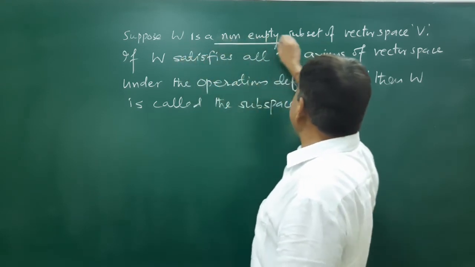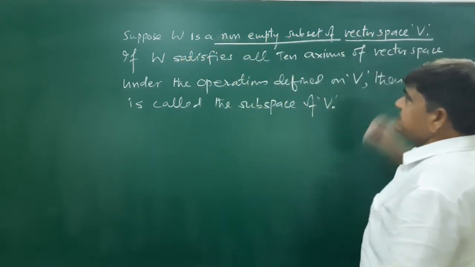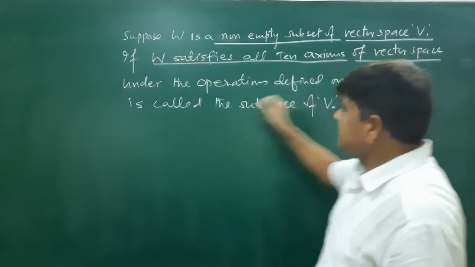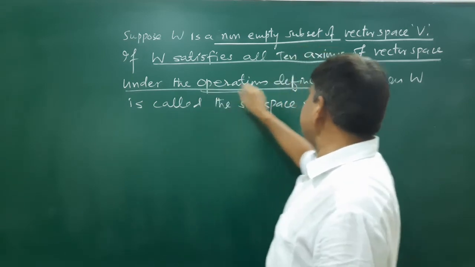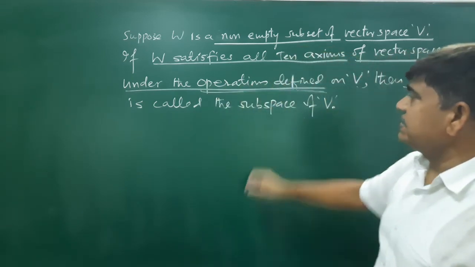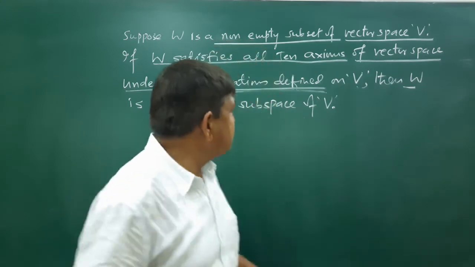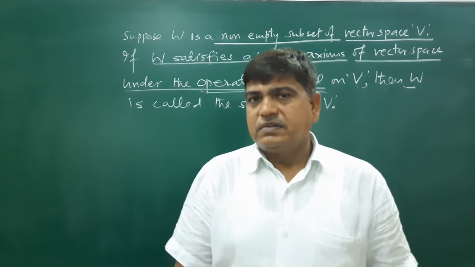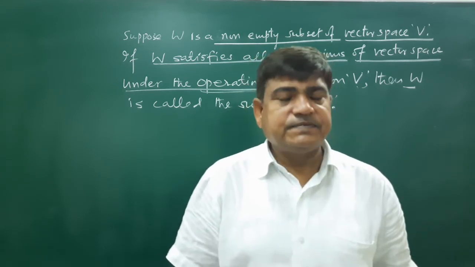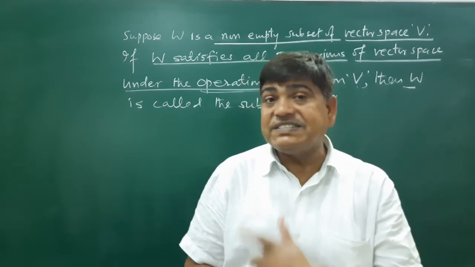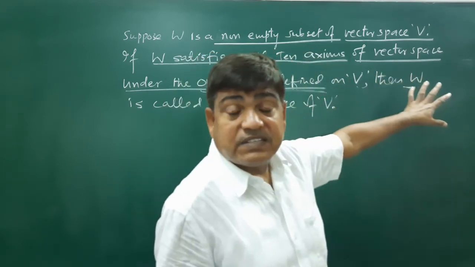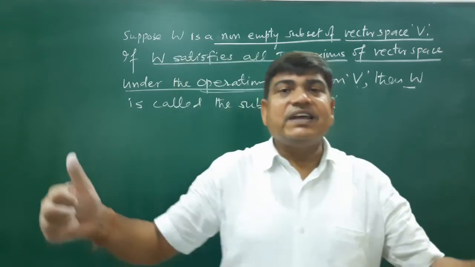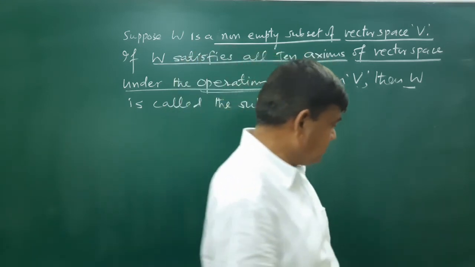W is a non-empty subset of vector space V. If W satisfies all 10 axioms of vector space under the operations defined on V, then W is called the subspace of V, otherwise not. Tomorrow we will discuss how to prove that a given set which is a subset of the vector space is a subspace without using all the 10 properties. Okay, so this is that.